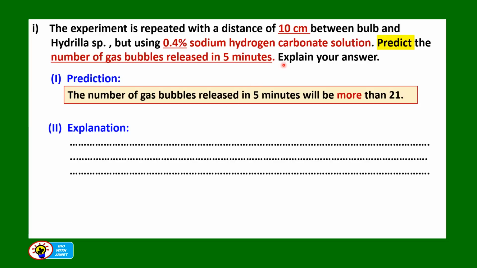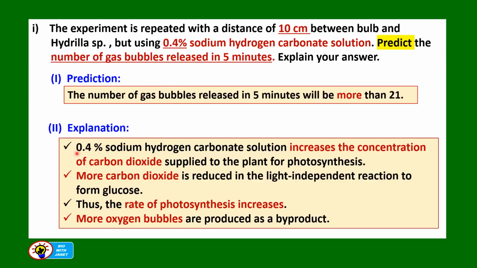So here they usually will test you about the other factors needed, the other conditions needed for photosynthesis. So here, what is the factor that's involved? It's no longer light intensity, but rather concentration of carbon dioxide. Okay, that is available to the plant, the carbon dioxide that's available. So the explanation must focus on the factor, that is concentration of carbon dioxide. Right, 0.4% sodium hydrogen carbonate solution increases the concentration of carbon dioxide supplied to the plant for photosynthesis. Right, supplied to the Hydrilla species.